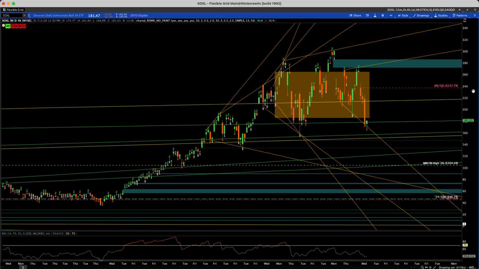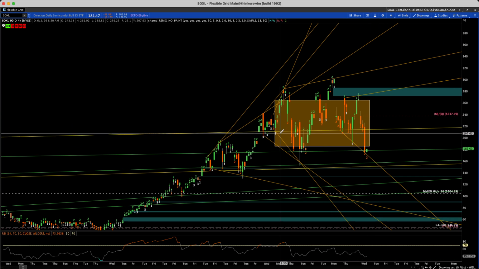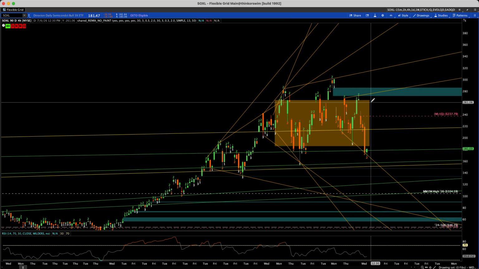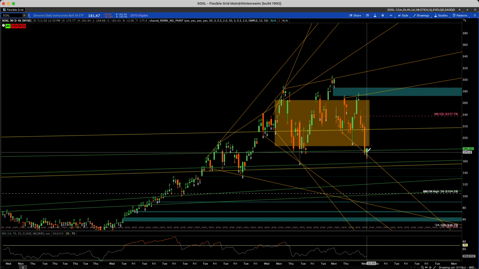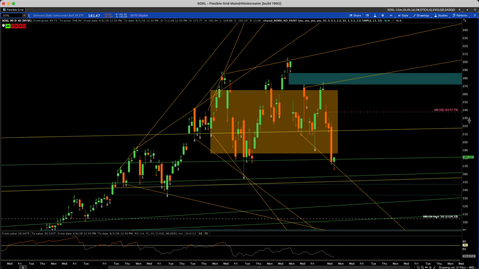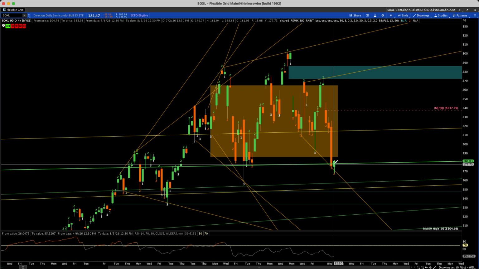And the reason why I have this as the range and not coming all the way up here is these look more like look above and fails, look below and fails, look above and fails, which you usually get with ranges, right? So the core range that we've been in is this orange box, and we've been having these look aboves and fails and look below and fails.